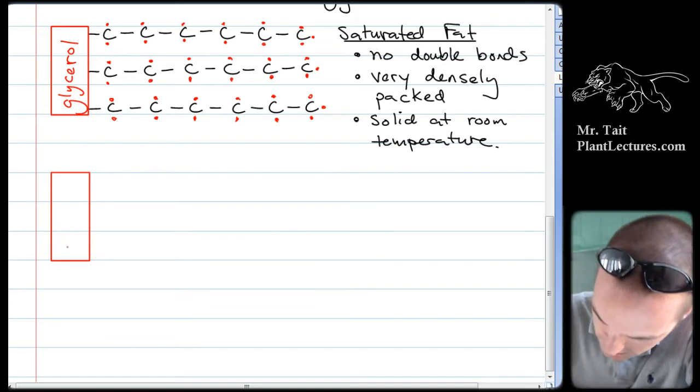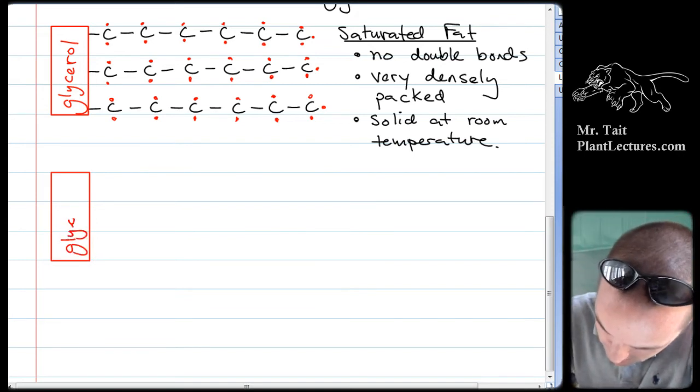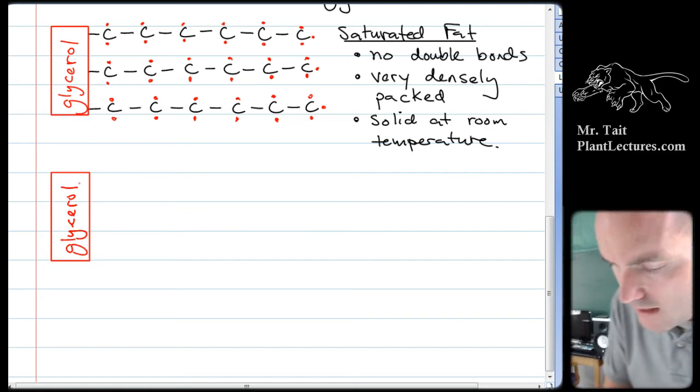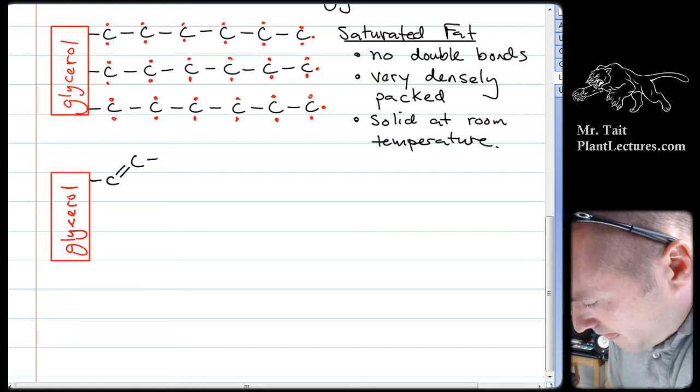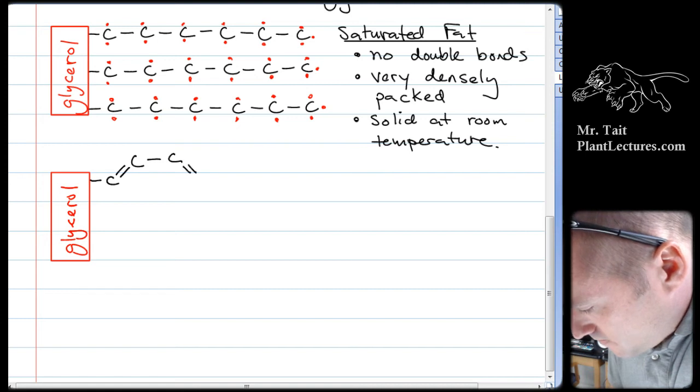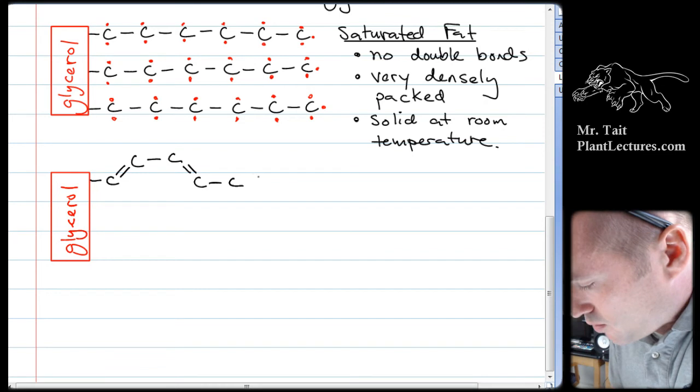Okay, so this is the glycerol head. And it's got double bonds. So each time there's a double bond, that's going to form a new angle, because it's rigid, it can't rotate around.